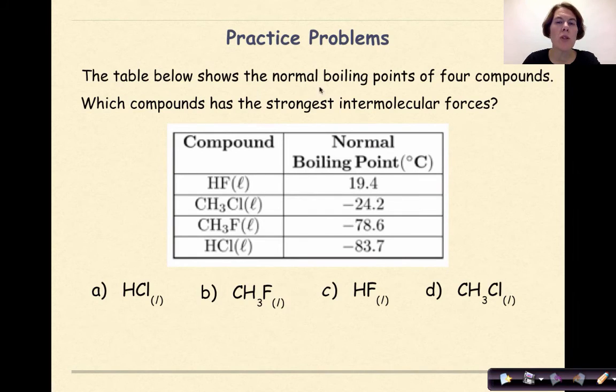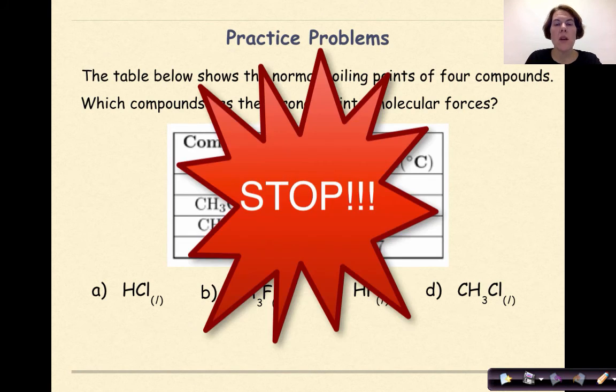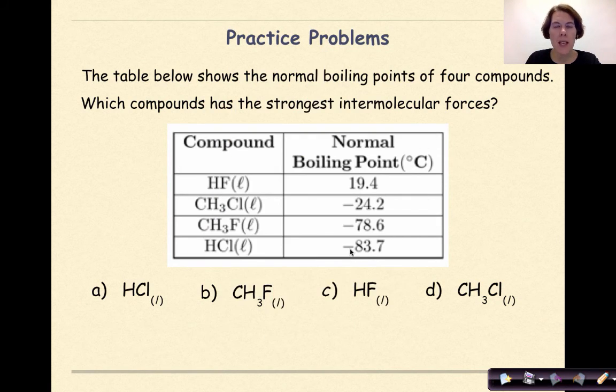The table below shows the normal boiling points of 4 compounds. Which compound has the strongest intermolecular forces? So we have HF, CH3Cl, CH3F, and HCl, each with boiling points represented next to them. So take a look at the information presented on the table, pick an answer, and come back and check your work. Welcome back. Let's see how you did.